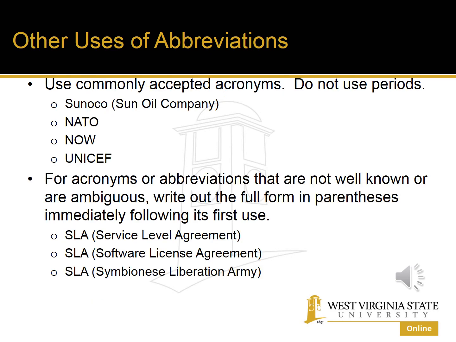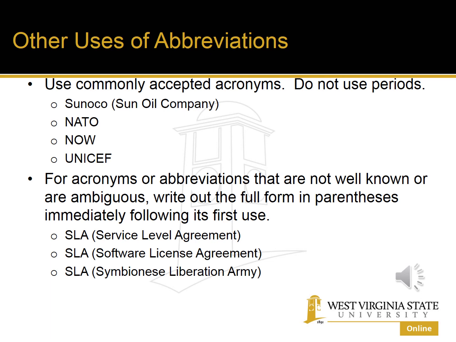One final point to make about the use of abbreviations is with regard to commonly accepted acronyms. When we have well-known acronyms, we do not use periods. So, for example, Sunoco is an acronym for the Sun Oil Company, but we commonly just use Sunoco as a word. NATO is another example. It is an acronym, but we use it as a word. The National Organization for Women, we use it as a word. Or UNICEF, we use it also as a word. No, there are no periods.